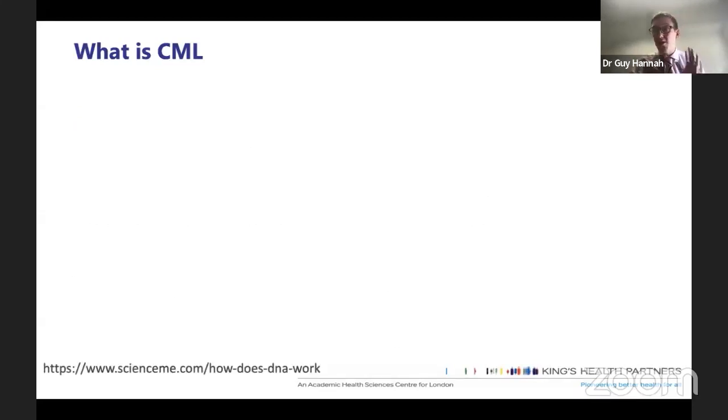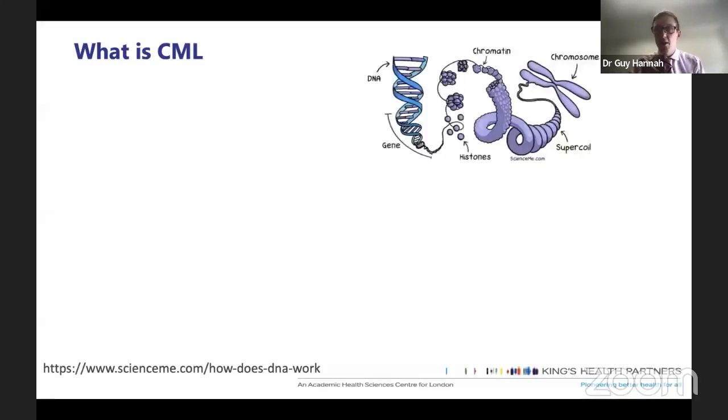So what I did is I found a really nice website. So please, have a look at this: how does DNA work on the Science Me website. It's got some beautiful cartoons of the biology if you're not completely familiar with it. So this is essentially what our DNA looks like.